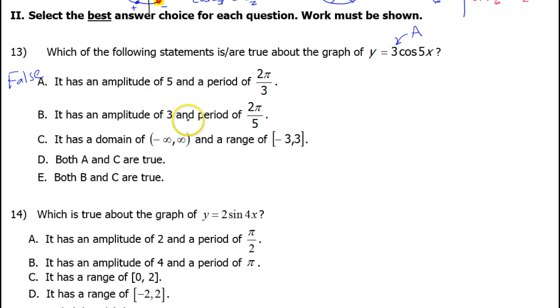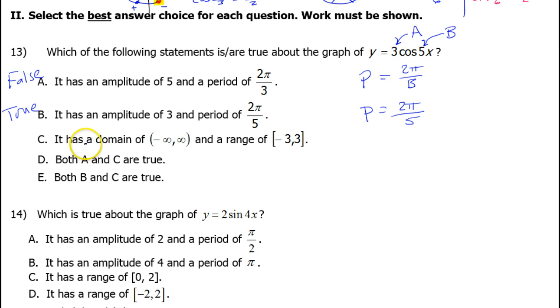So maybe B is true. I don't know yet, because we don't know the period. So the A value is 3. Now this 5 is the B value. We know a relationship between the period and the B value, because for cosine, the period is 2 pi divided by the B value. So the period should be 2 pi over 5. So statement B, amplitude of 3, yes. Period of 2 pi over 5, yes. So statement B is true.